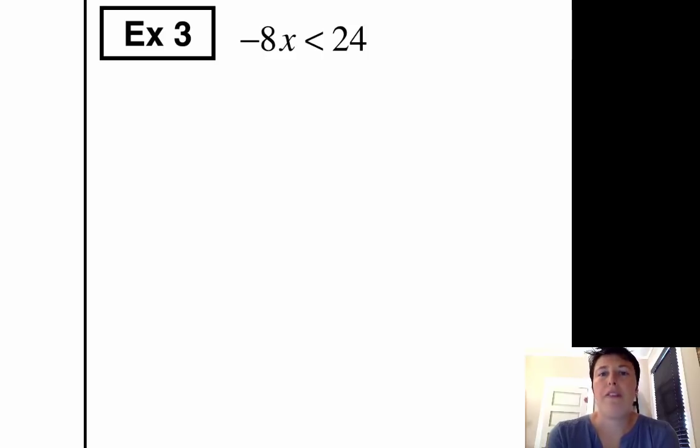-8x is less than 24. Now, it doesn't look interesting. It looks like just the last 4 problems that we did basically in this video. It looks very similar. So I'm going to start off by just solving it regular.